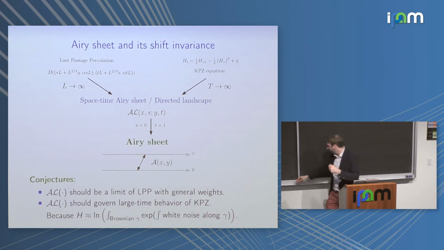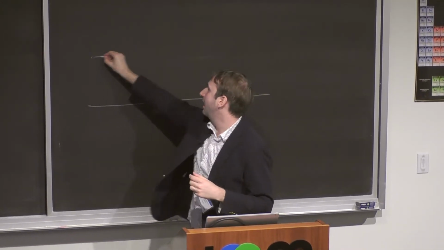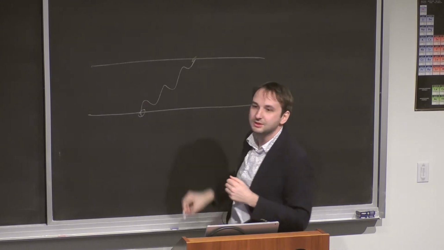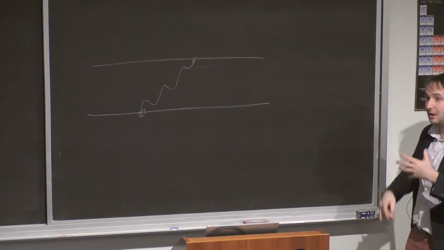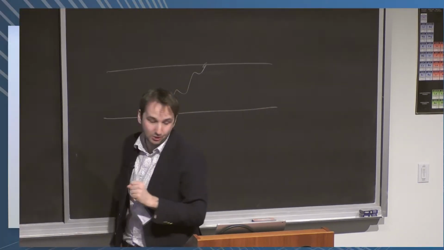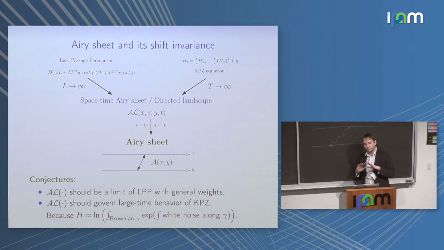So you are thinking about some random distances between 2 lines. You will have points here and points here, and you will be computing the distances between those. And you will be looking at the scaling limit of these distances, and that's the limiting object there. So it's called the Airy sheet. Conjecturally, this should appear for last passage percolation with almost arbitrary weights, and also for KPZ.